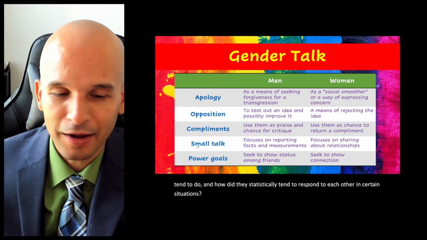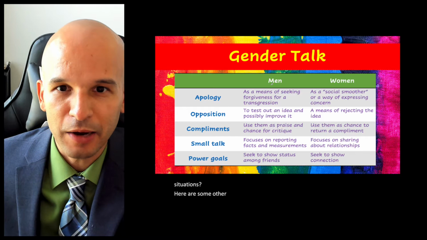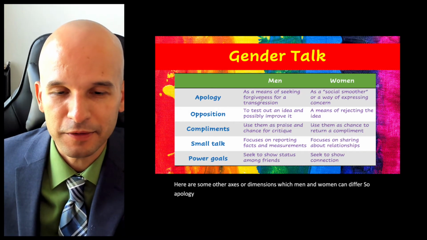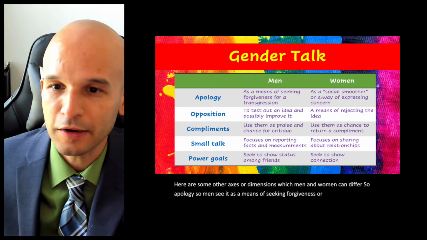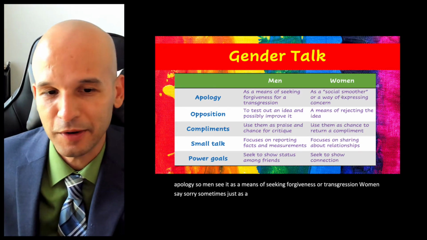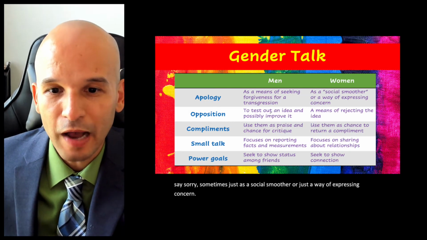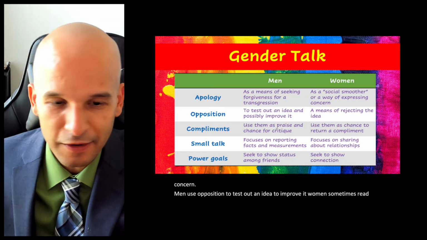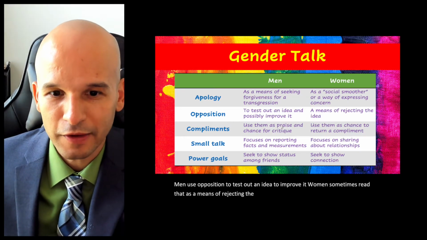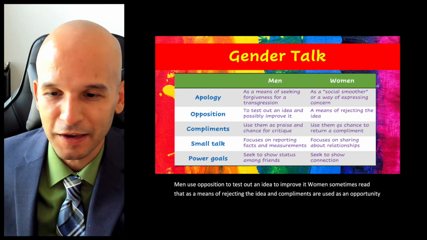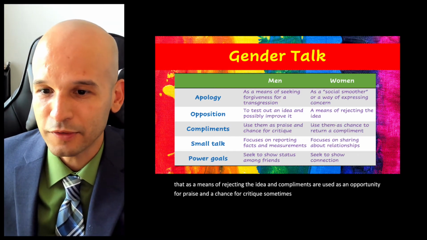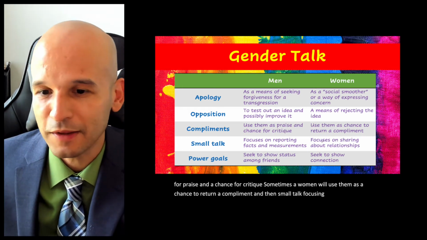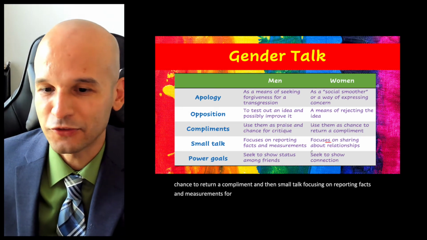Here are some other axes or dimensions by which men and women can differ. Apology: men see it as a means of seeking forgiveness for a transgression. Women say sorry sometimes just as a social smoother or a way of expressing concern. Men use opposition to test out an idea to improve it. Women sometimes read that as a means of rejecting the idea. Compliments are used by men as an opportunity for praise and a chance for critique. Sometimes a woman will use them as a chance to return a compliment. And then small talk: for men, it focuses on reporting facts and measurements. For women, it focuses on sharing about relationships.